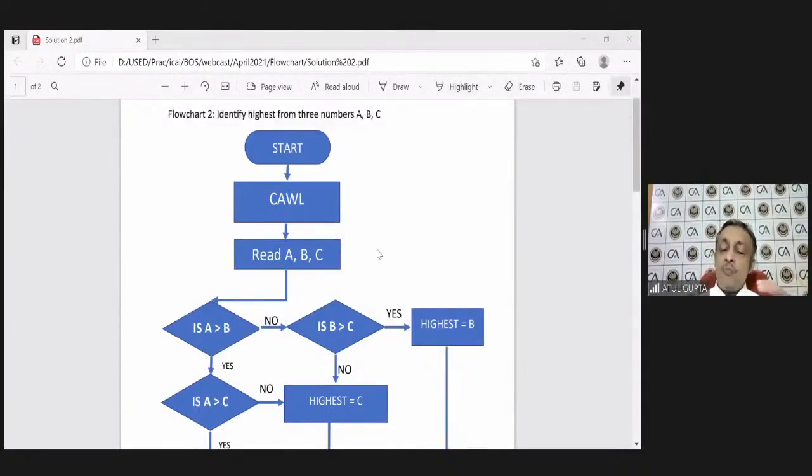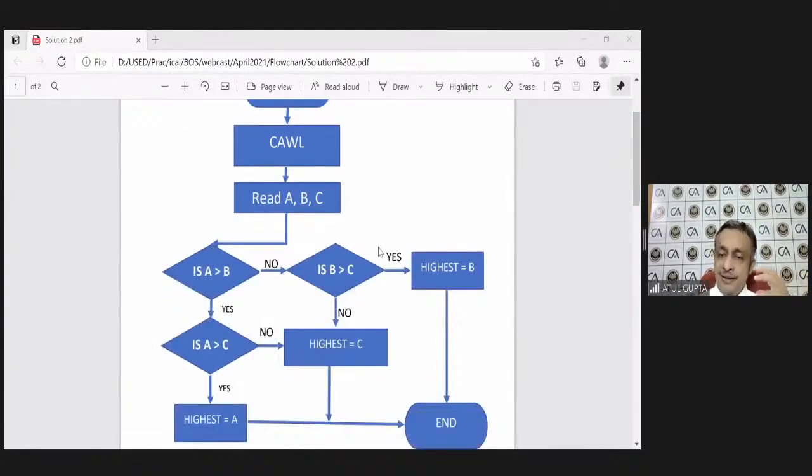Okay. Now, next is important, and this is what I expect all of us to do with flowcharts in the exam. To me, it's clear: a flowchart is 100% scoring. If there's a 10 marks flowchart, we all need to get 10 out of 10. No options are given. So read A, B, C, then compare A, whether it is greater than B. If no, that means A is not greater than B, so B is greater. And if B is greater than C, yes, then the highest is B.